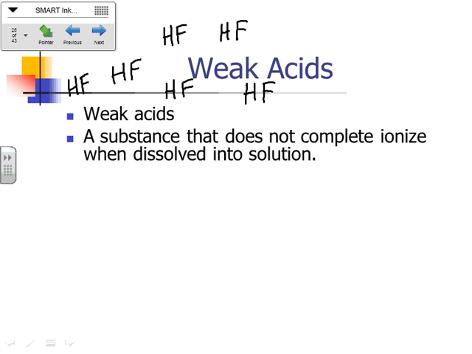Most of them will just stay together, but every once in a while, one of them will split apart into H+ and F-. So it doesn't completely ionize. That means only some of the molecules break apart. Most of them stay together. Does that make sense? That's the difference between a weak acid and a strong acid. In case you're curious, the reason hydrofluoric acid will eat through glass and anything living, basically, is because of the F-, not so much because of the H+. That F- is really, really reactive, and it just will destroy lots of things.